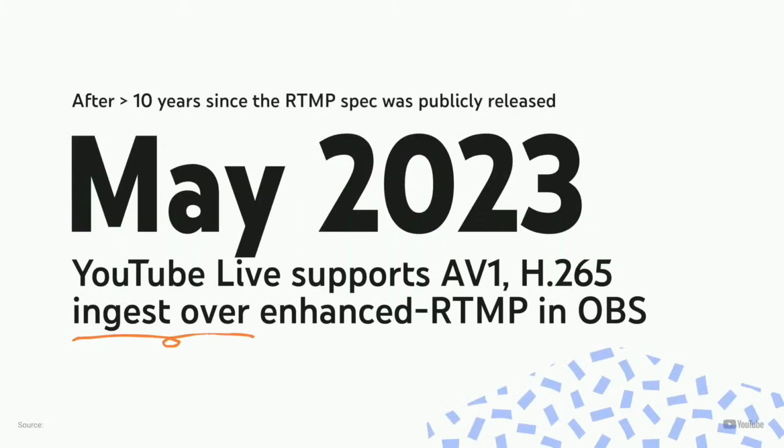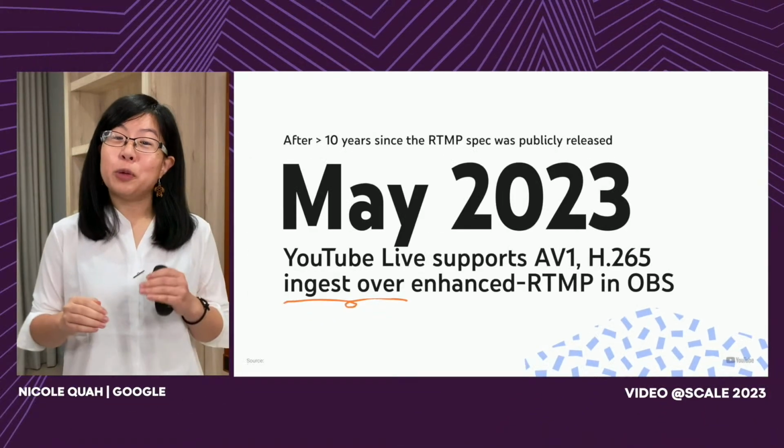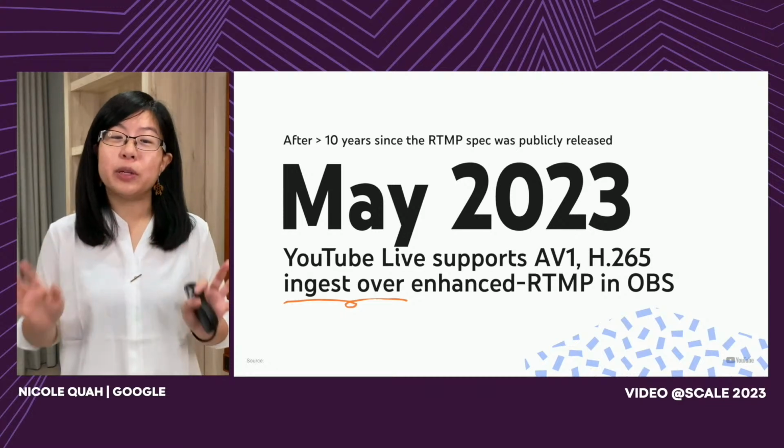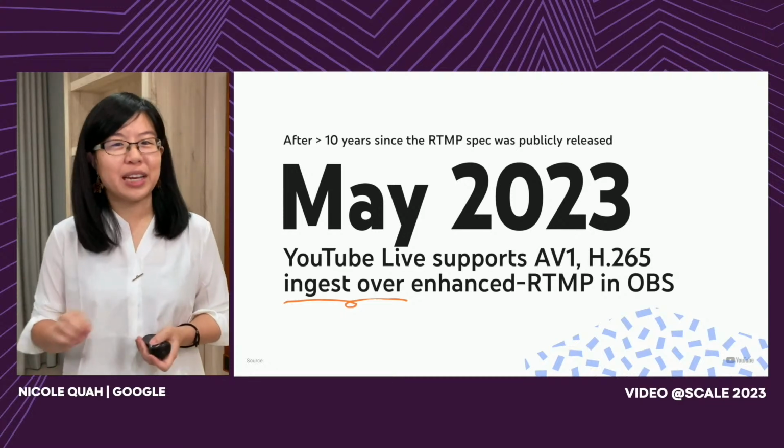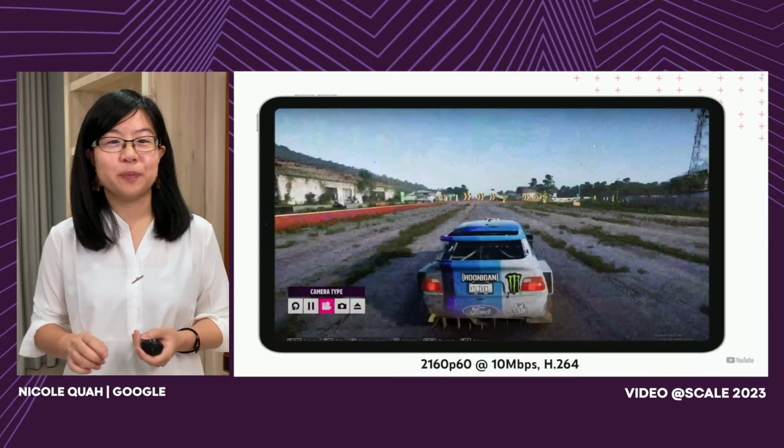With the advent of these new series of GPUs, YouTube can start accepting AV1. So shortly after Beamr publishes the enhanced RTMP spec, YouTube releases support for AV1 and H.265 ingest over RTMP. For this, we worked really closely with the incredible OBS community to bring this capability to creators.